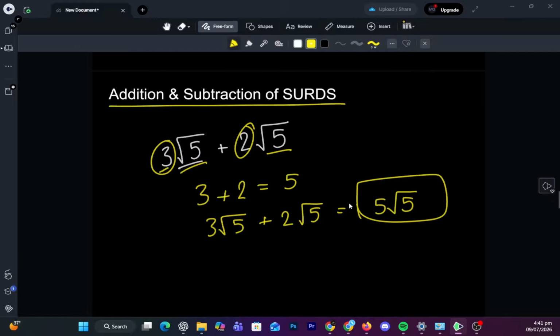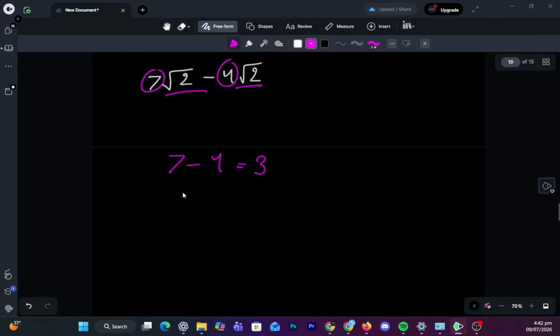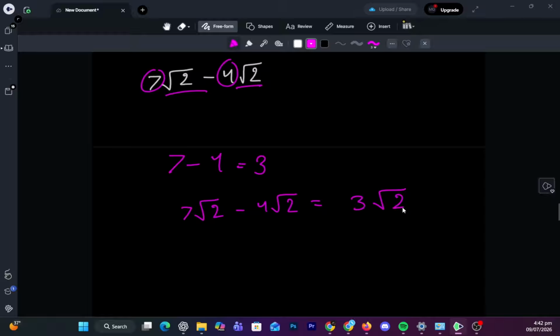Let's try another example. Again, both surds contain under root 2. Subtract the coefficients. Therefore, 7 under root 2 minus 4 under root 2 is equal to 3 under root 2. So this will be our final answer.